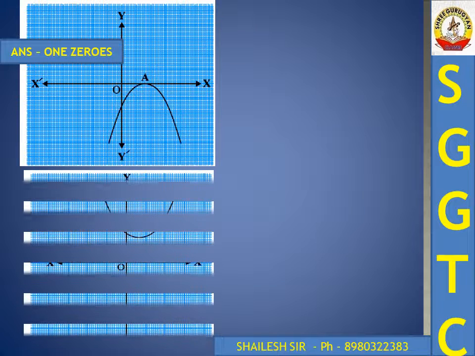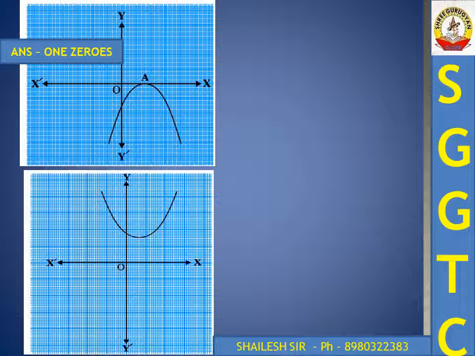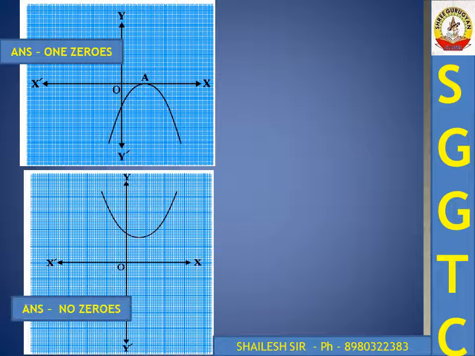One more example. Look at that. This is figure number 2, a parabolic curve. It does not intersect the x-axis at any point. So here there are no zeros. You do not count intersection with the y-axis. Only and only with the x-axis. One more.